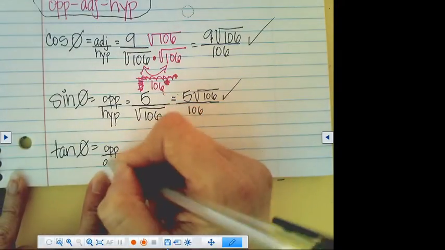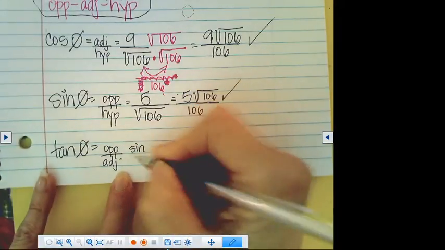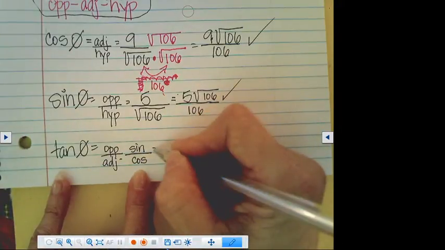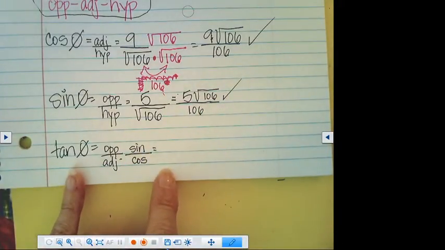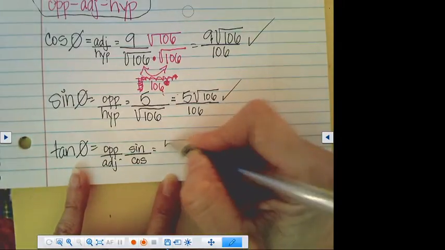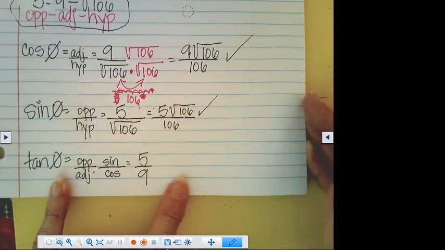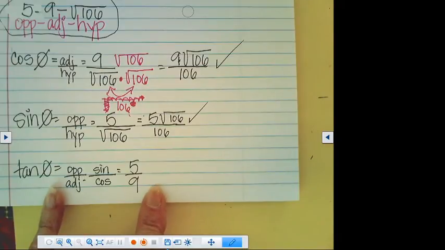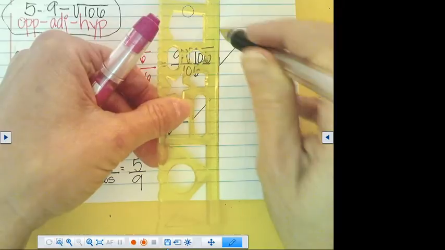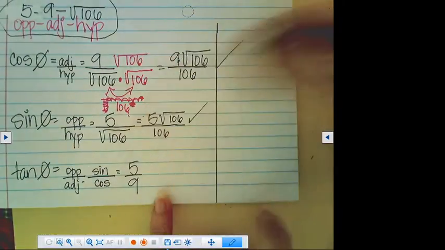Opposite over adjacent, or the numerator of your sine function divided by the numerator of your cosine. In this one, it's probably just as easy to do opposite over adjacent. What would that be? 5/9? Okay. Now, let's go back and let's give the reciprocals. I kind of didn't leave myself a lot of room here, did I? All right, here we go. After you've done those 3, these kind of fall into place quite easily.